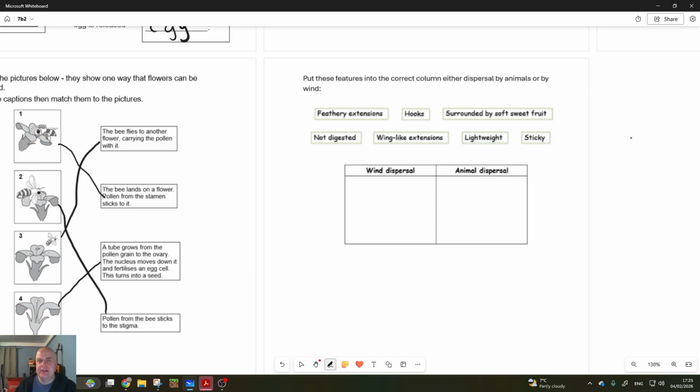Now, put these features in the correct column for dispersal by either animals or by wind. Okay, feather extensions, wind, so they blow away. Hooks, animals, so they get stuck. Surrounded by soft sweet fruit, animals, so they eat them. Not digested, animals, because the wind doesn't digest things. Wing-like extensions, I would go with wind, because they're going to blow away. Lightweight, wind, because they're going to blow away. Sticky, animal, so they stick on the animal. I would go with those. Those seem good to me.